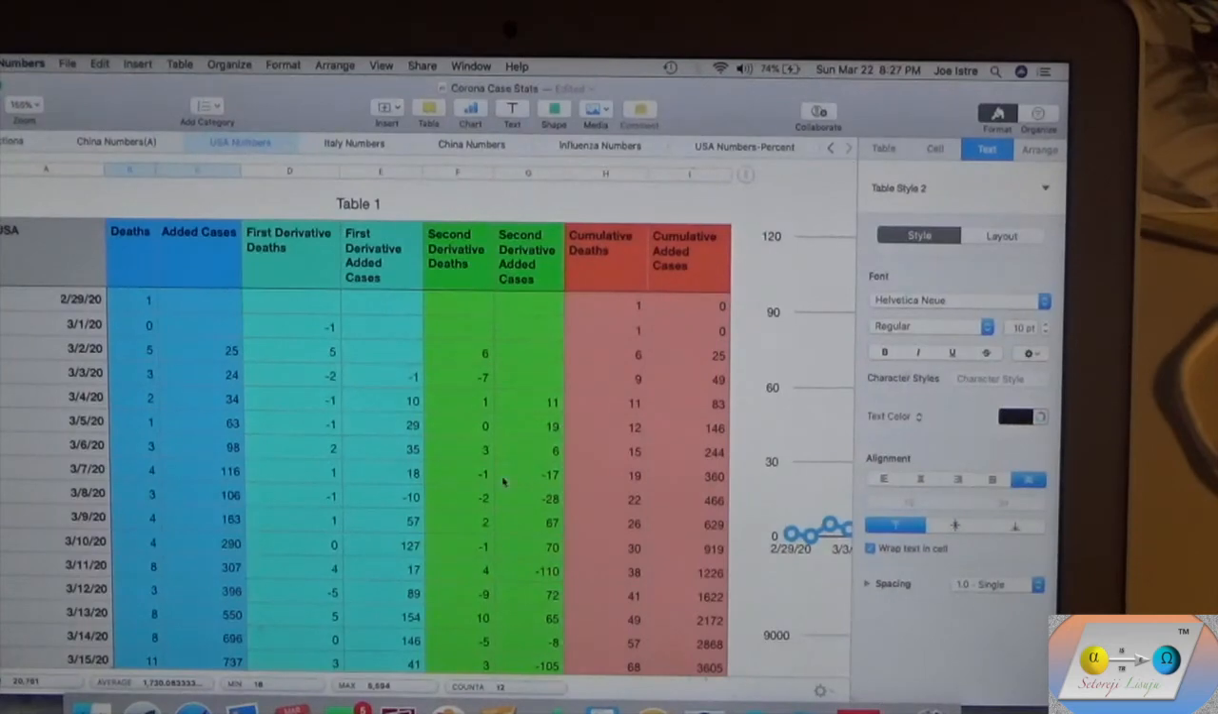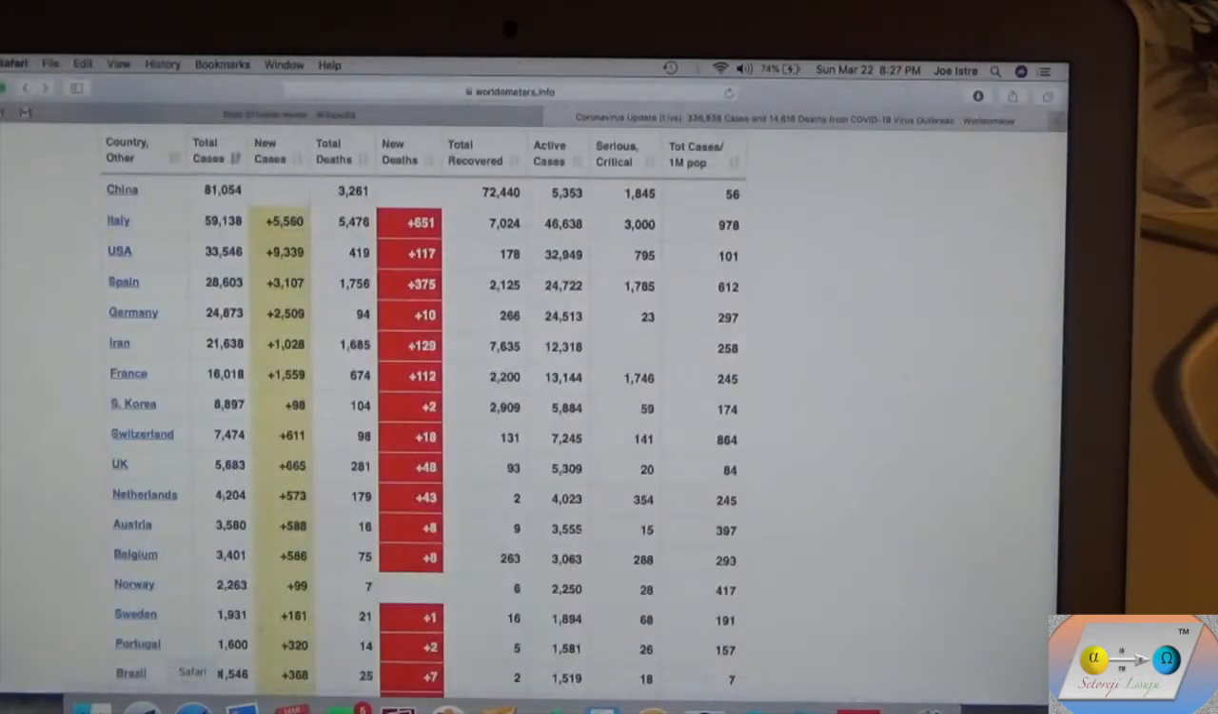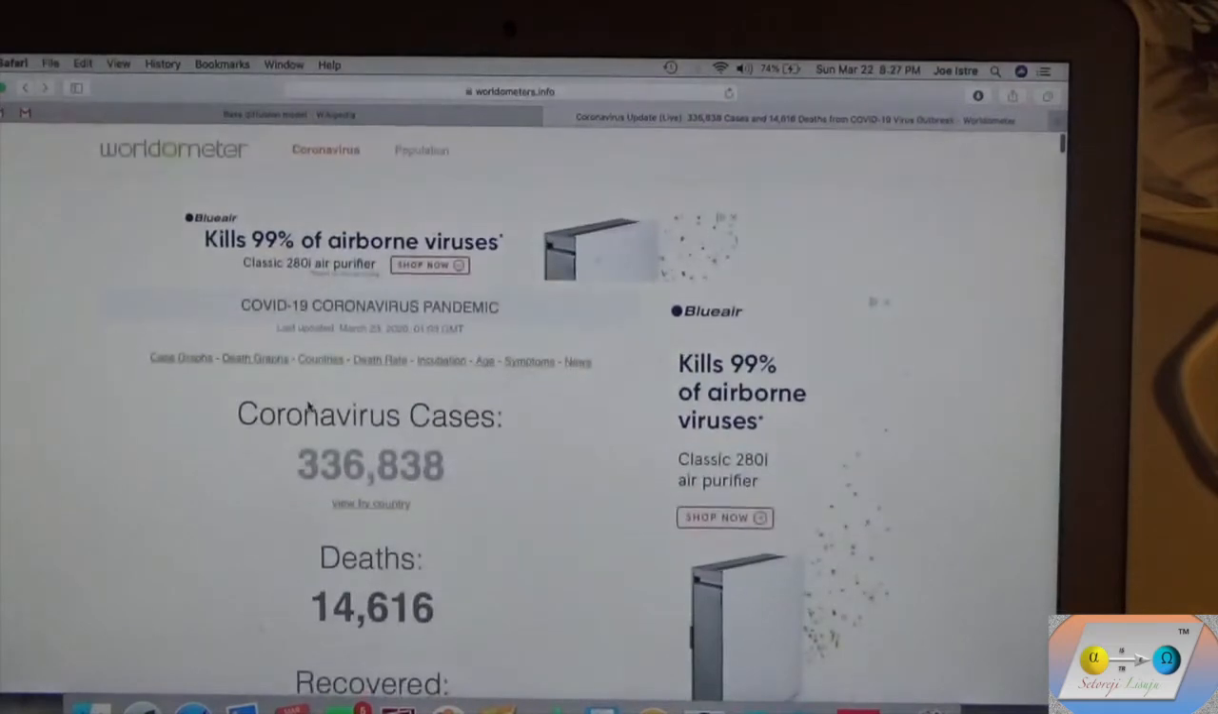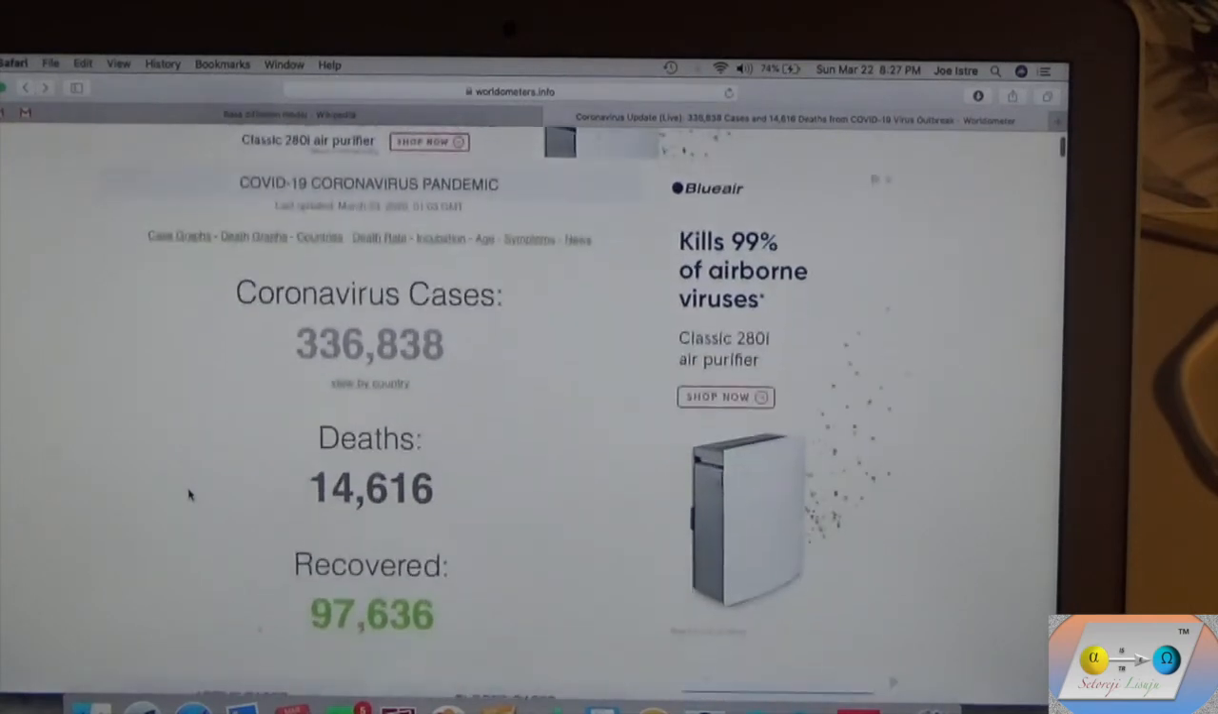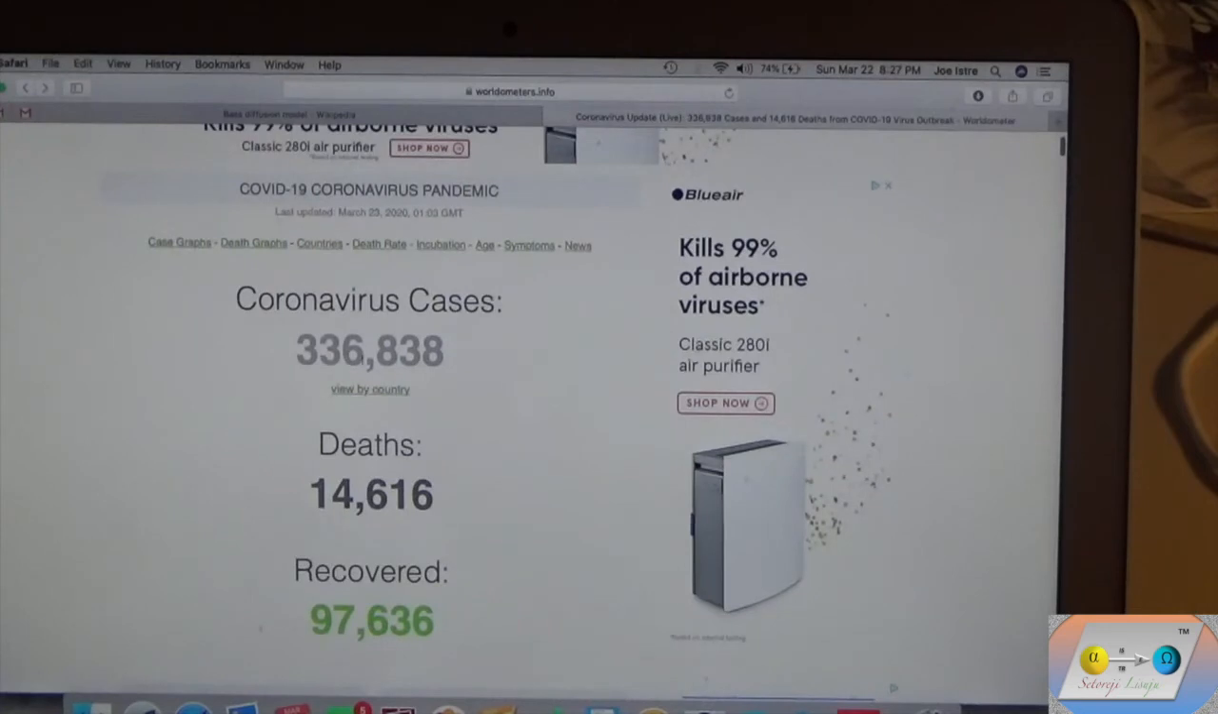Okay, guys, I hope you like this. Go out to this website if you want to see what the live cases are. Apparently, Worldometer, where you can get total cases for each country or total cases in the world.